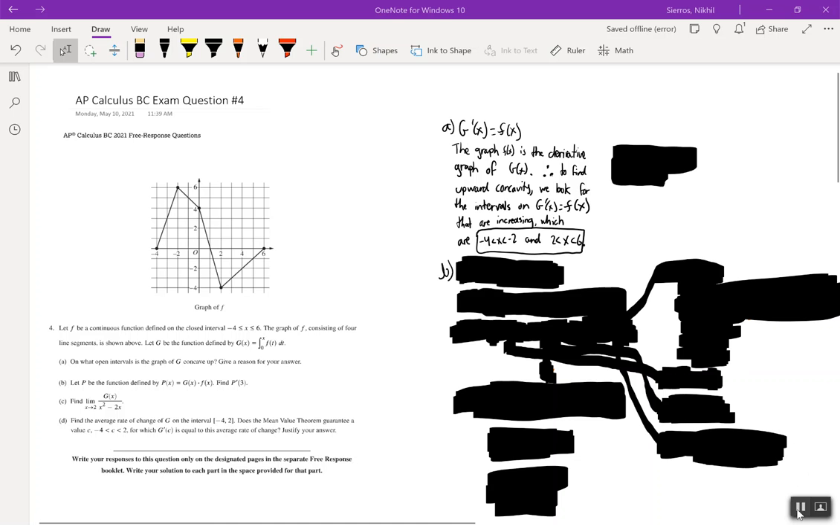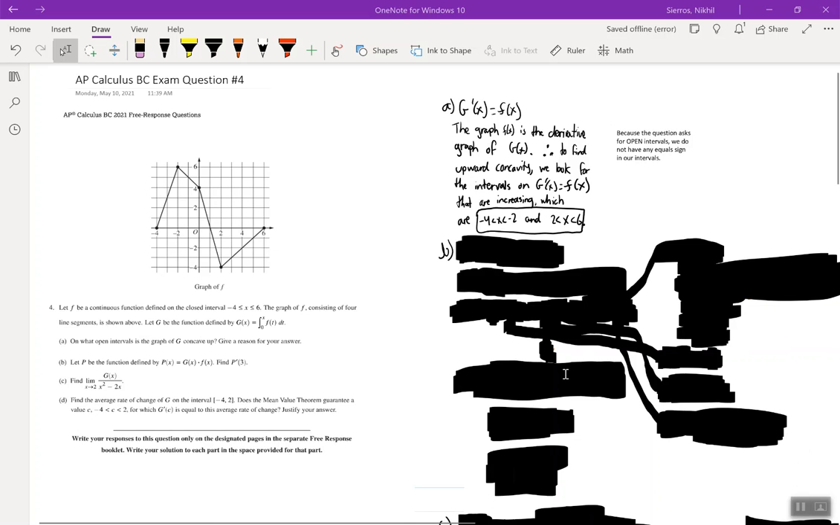It is also worth mentioning that because the question asks for open intervals, we do not have any equal signs in our interval answer. Part B asks, let p be the function defined by p of x equal to g of x times f of x. Find p prime of 3.